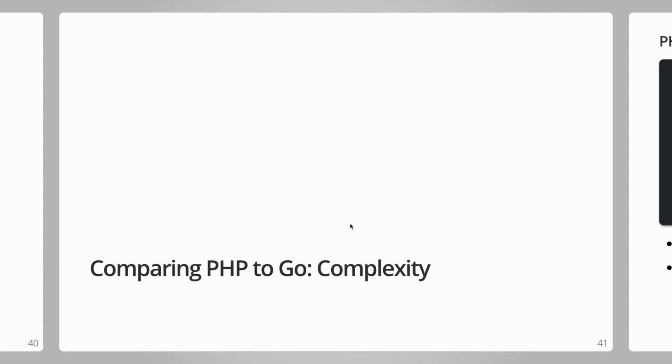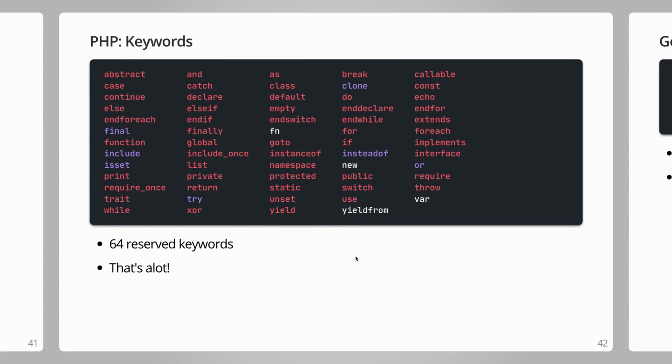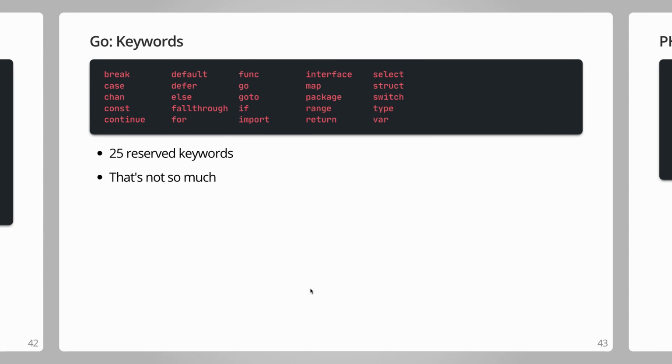Let's now take a look at how simple it is. So in PHP, we have 64 reserved keywords in our arsenal. So just for good measure, I wanted to show you that. In Go, however, there are only 25, which already simplifies the language by a lot.